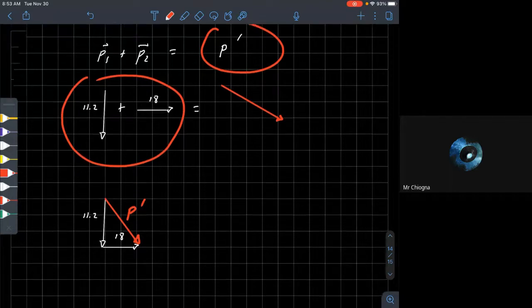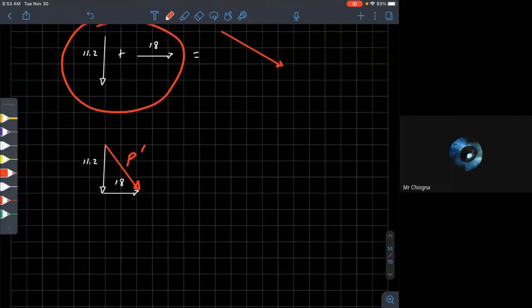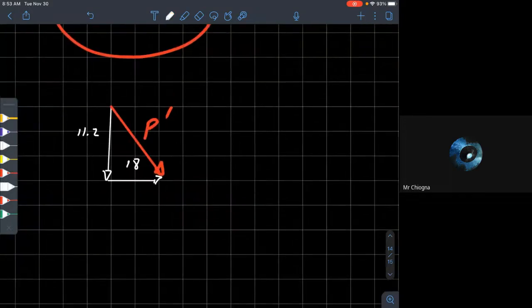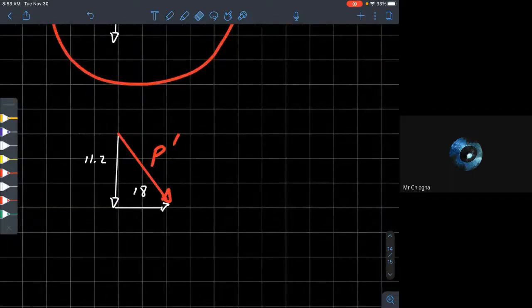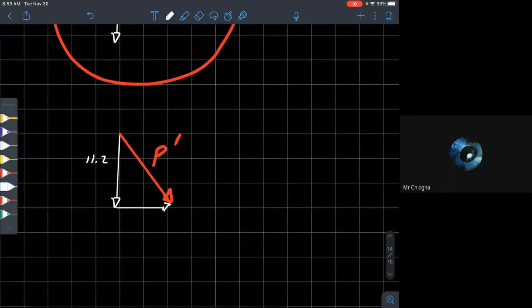How do you find it? Well, the math is now different because the white arrows are no longer parallel. So what math would you use to, in this case, this arrow here is 18, right? Put it down here. That's 18. And a perpendicular. What's the math that you'd use to find the hypotenuse? Yeah, good.